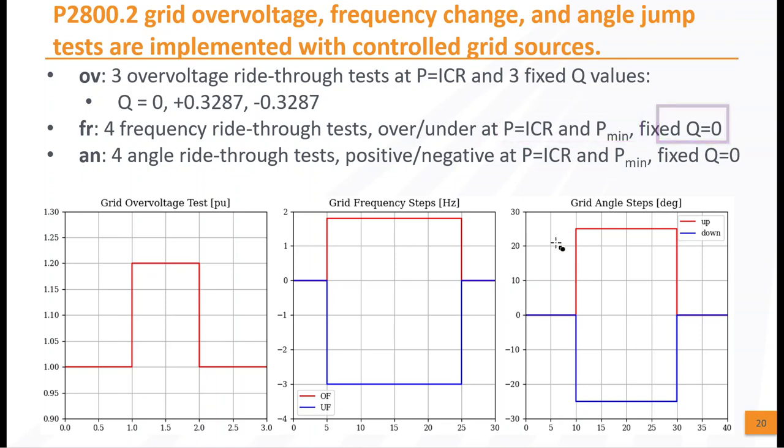The last set that we do with the source changes is angle ride-through, or sometimes it's called phase angle jump. We again do that at P equals ICR, P equals Pmin, and fixed Q equals 0. And we can do a positive or negative jump of 25 degrees between 10 and 30 seconds of the simulation. So this is going to disturb the phase lock loop operation, but it should recover. And so the IBR should not trip or anything. It should resynchronize to the new phase angle of the source voltage.